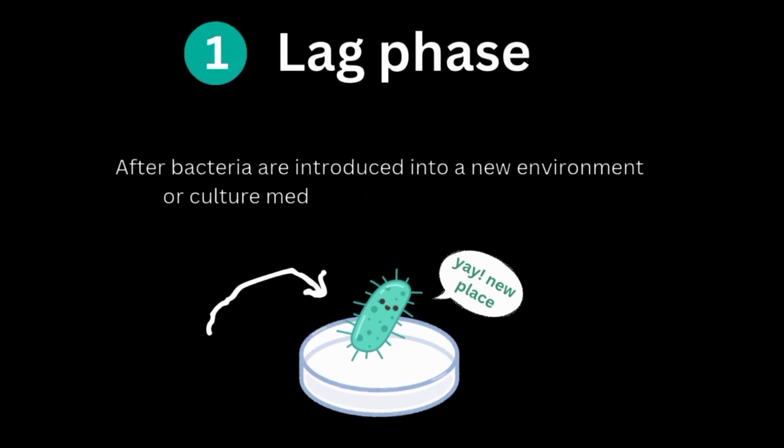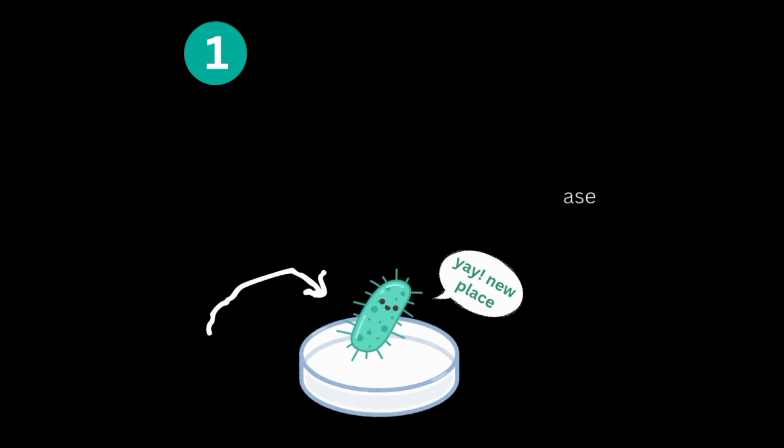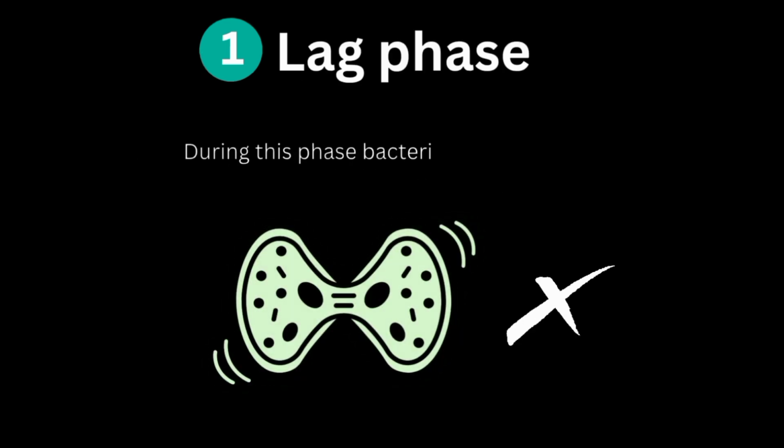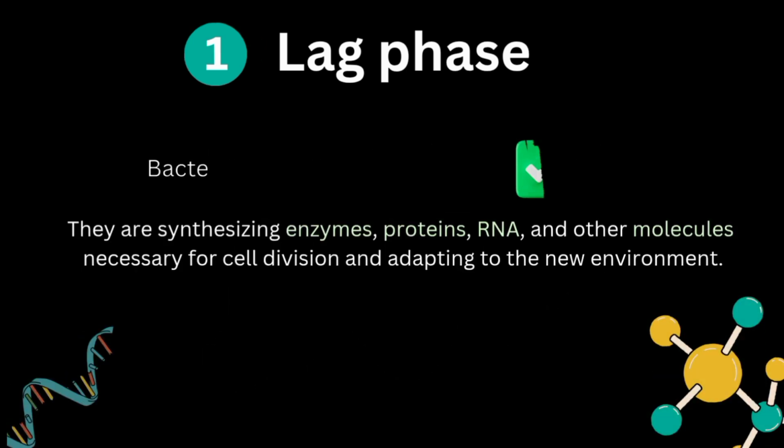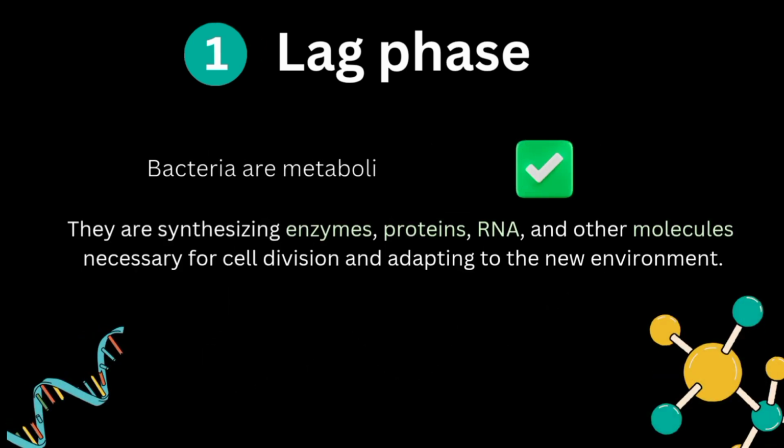After bacteria are introduced into a new environment or culture medium, they enter the lag phase. So what happens in this phase? The bacteria are not dividing. But bacteria are metabolically active. They are synthesizing enzymes, proteins, RNA, and other molecules necessary for cell division and adapting to the new environment.